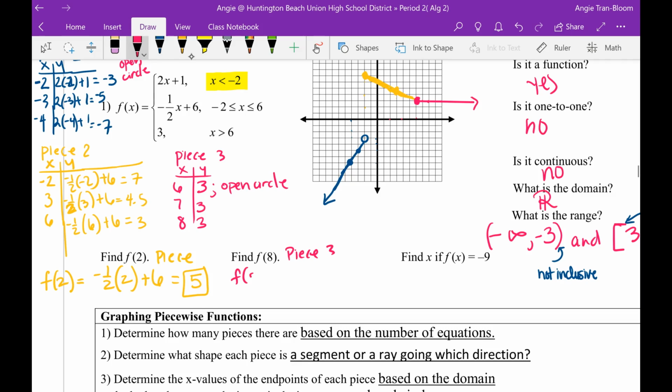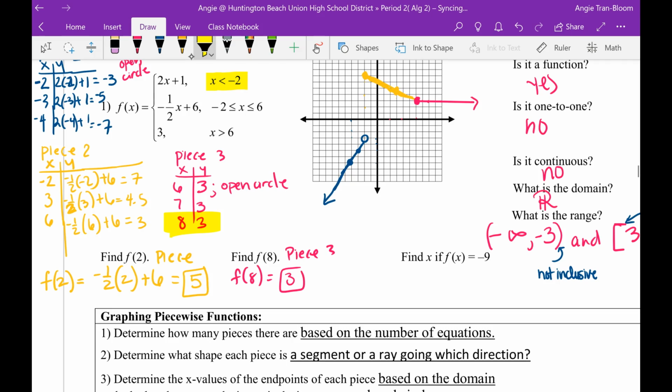So f of 8, let's plug it in. Well, is there anything to plug in? No. Y is always 3. So guess what we just write? Just 3. F of 8 is 3. By the way, sometimes you can even look at your chart and see what the answer is. Okay. Now, let's look at the last component.